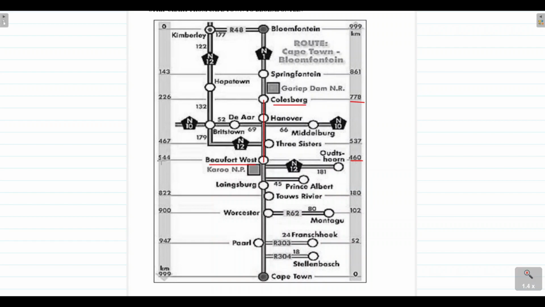Beaufort West is 544 kilometers from Bloemfontein, minus Colesberg, which is 226 kilometers from Bloemfontein. So you can either take 778 minus 460 or 544 minus 226, and those values will give you the distance between Colesberg and Beaufort West.